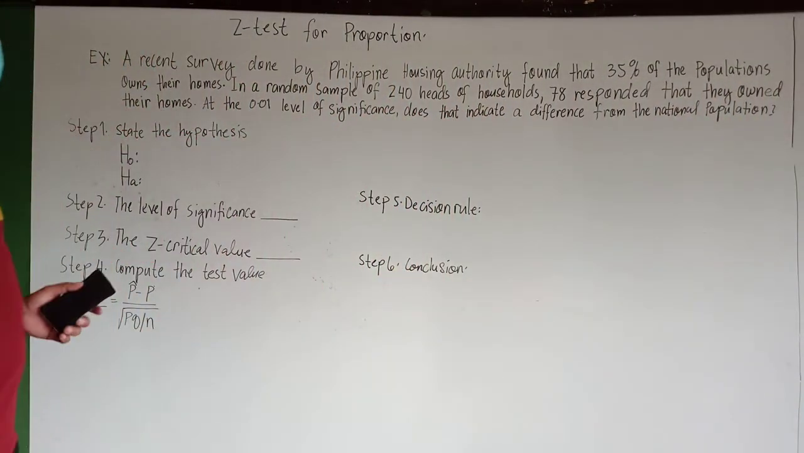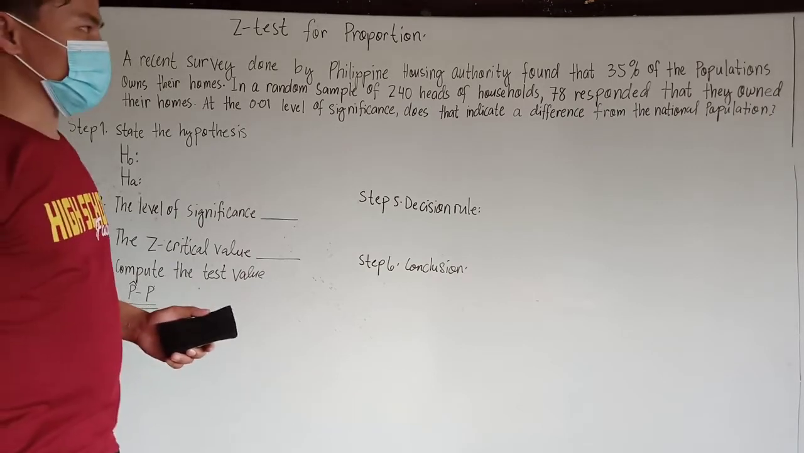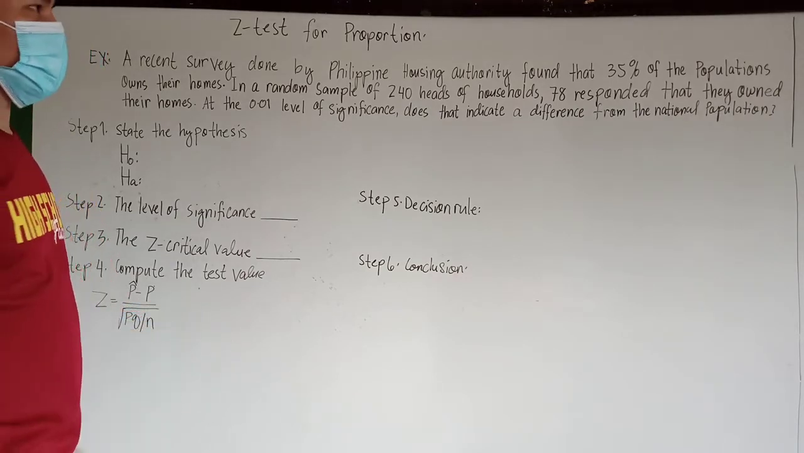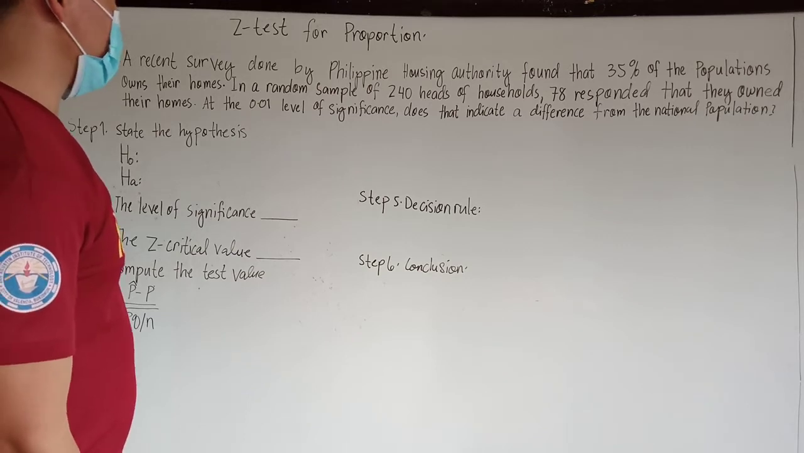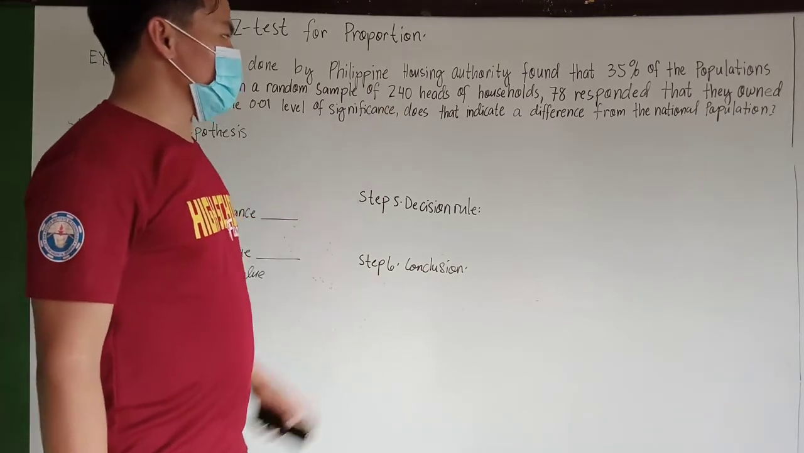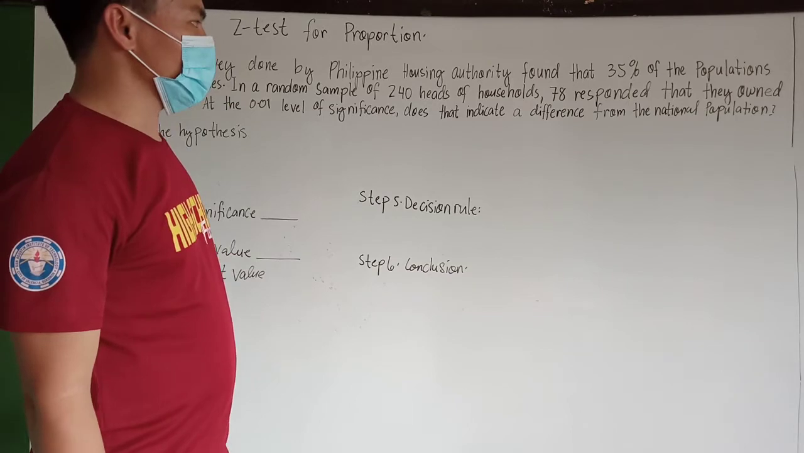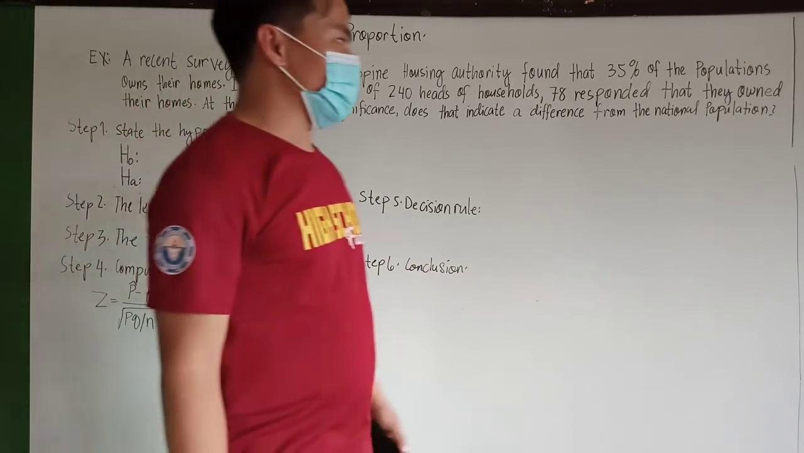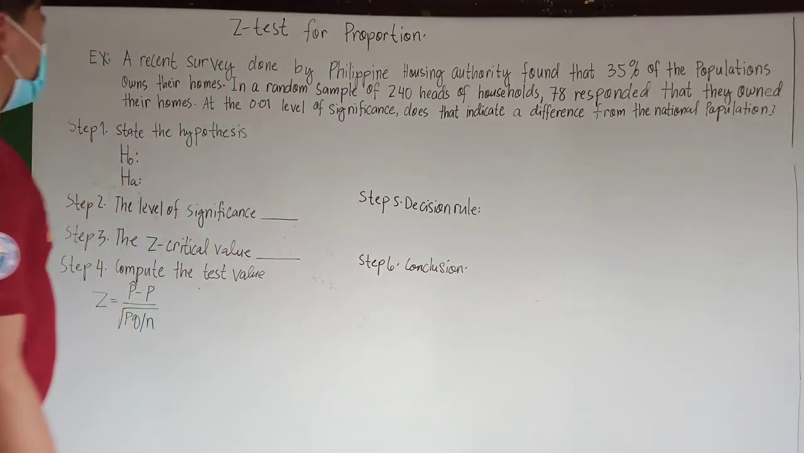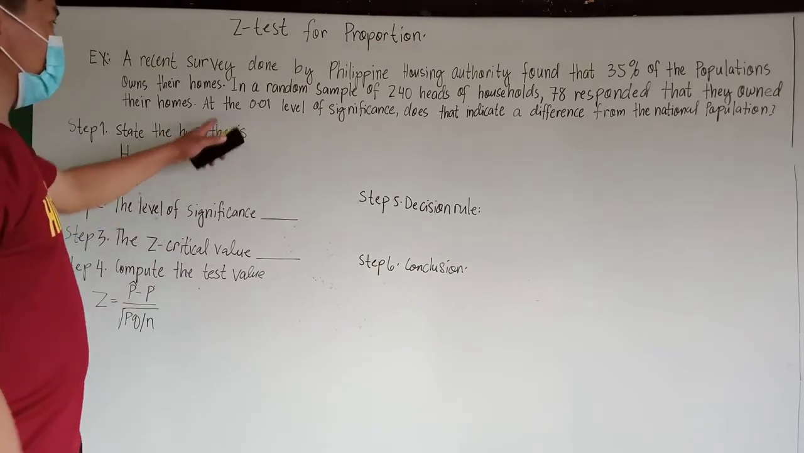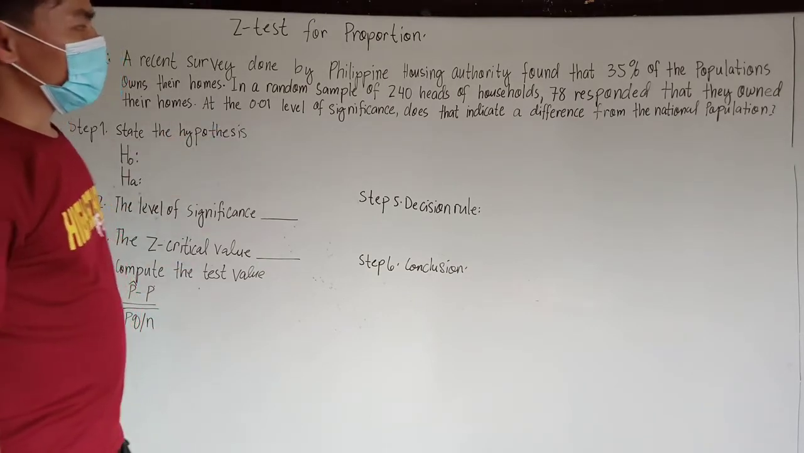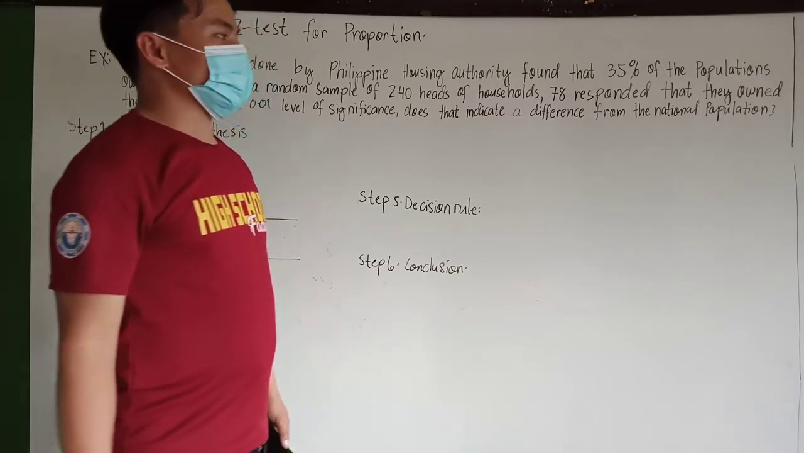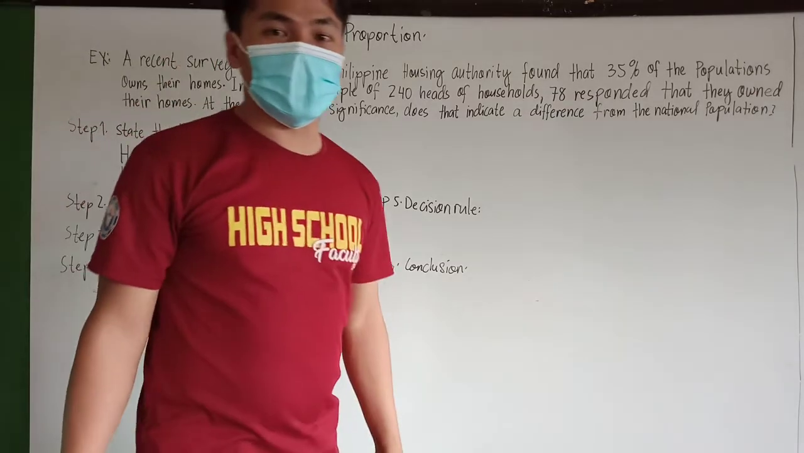A recent survey done by the Philippine Housing Authority found that 35% of the population owns their homes. In a random sample of 240 heads of households, 78 responded that they own their homes. At the 0.01 level of significance, does that indicate a difference from the national population?